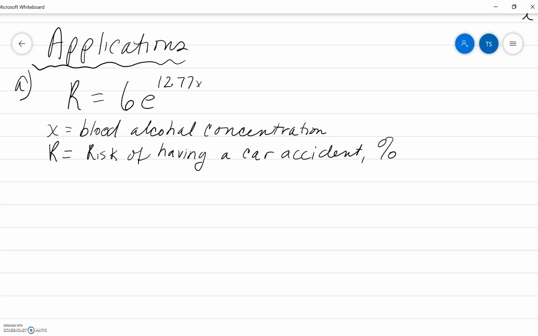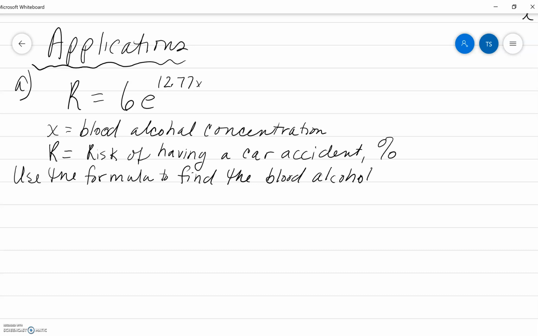So we're going to use the formula to find the blood alcohol concentration for a 7% risk. Okay, so ultimately R is 7, and we are going to solve for x.